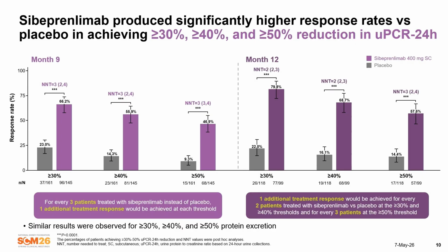So you need 3 patients to have 1 patient achieve any of those 3 bars. And then if you go to month 12, you need 2 patients. So for every 2 patients treated, you get 1 additional treatment response, which is quite remarkable.